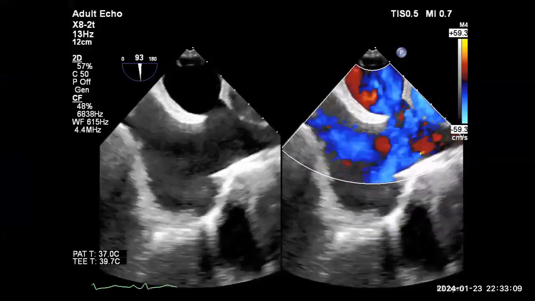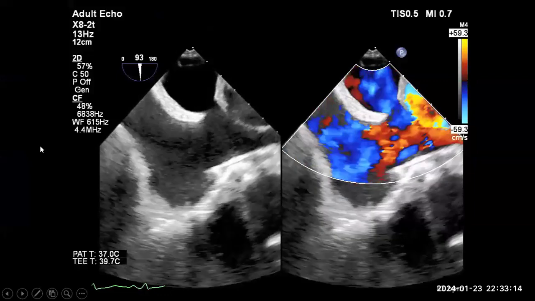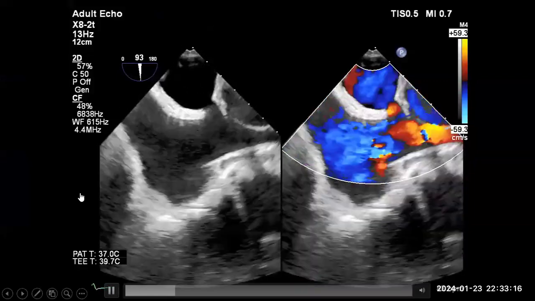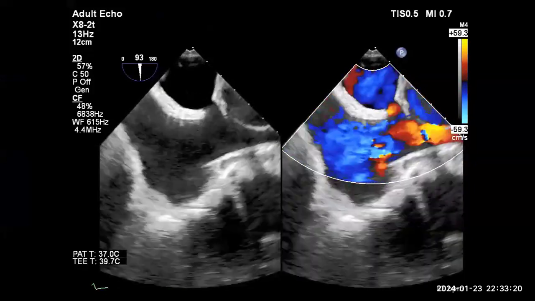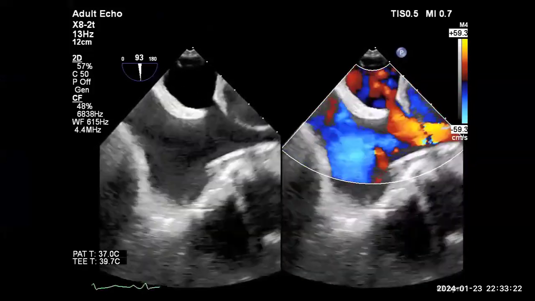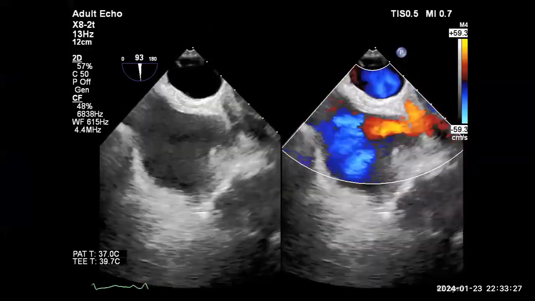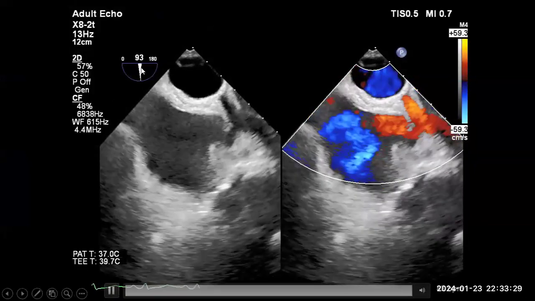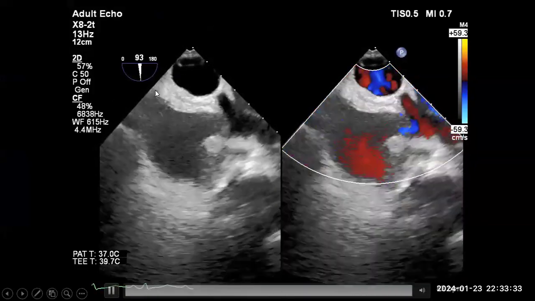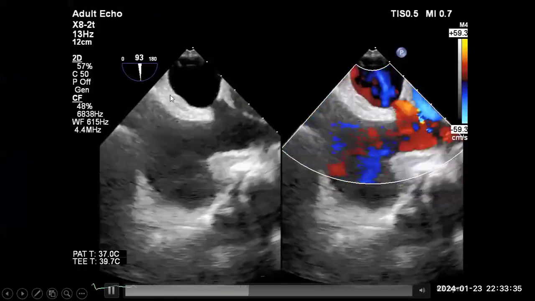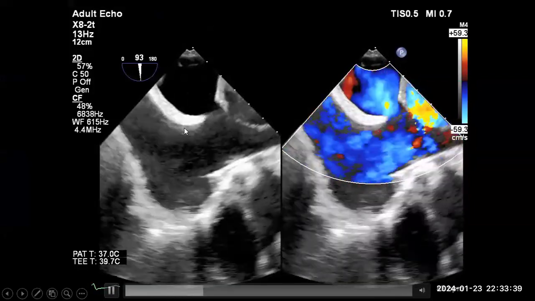What do you see here? As I mentioned in the first two slides in the lecture, which view is this? This is a bicaval view. Excellent. And what do you see here, Victor? There's a clear communication between the roof of the LA and the RA at the level of the superior vena cava. Excellent. So this is your septum. It does not show any primum or secundum shunt. The IVC here is fine.